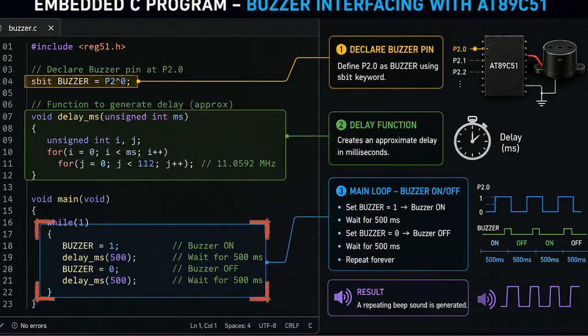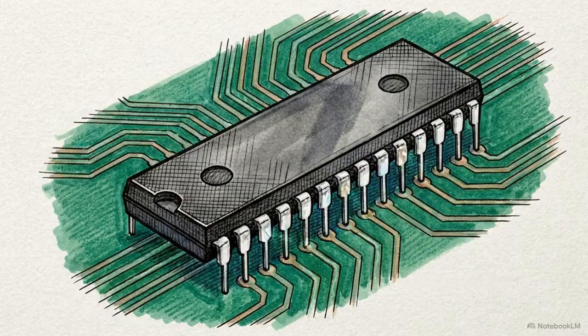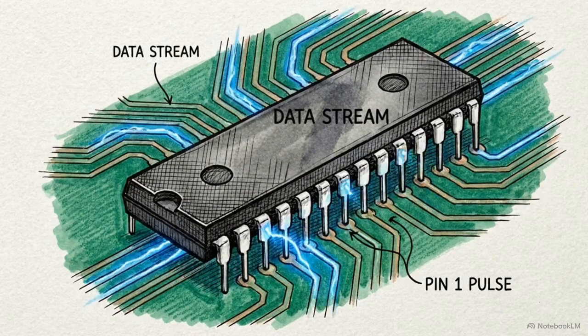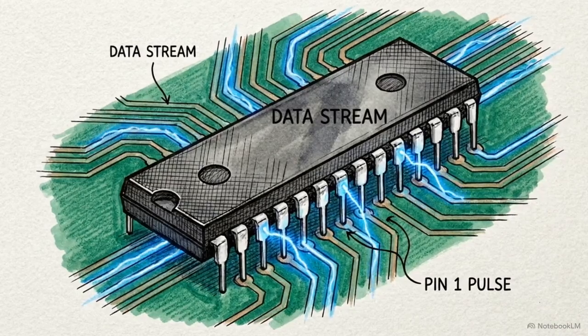Finally, we enter an infinite while loop. We set the buzzer to 1 to activate it, call our delay function for 500 milliseconds, set the buzzer to 0 to silence it, and wait another 500 milliseconds before repeating. Compiling these instructions and flashing them to the chip locks that high-low logic into a permanent automated task.